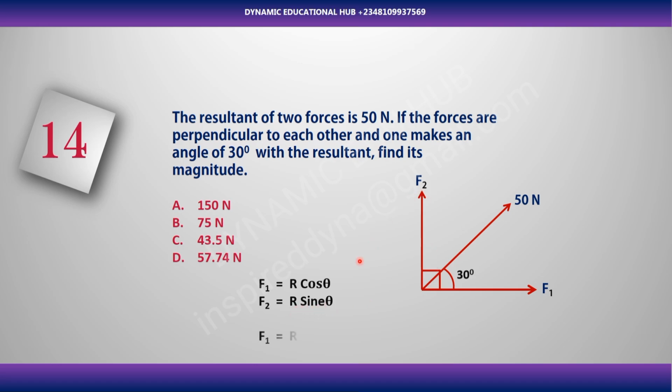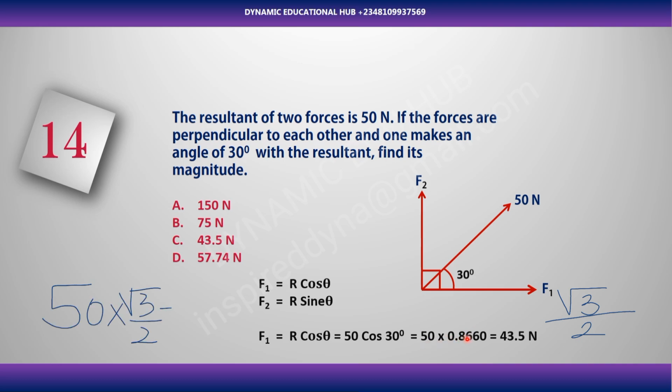So for F1, we have R cos theta, and our theta is 30 degrees. That will give you 50 cos 30 degrees, 50 times 0.8660. Now you should know the value of cos 30 degrees in short form. JAMB might not give you something like this. They can give you in short form. What is cos 30 degrees? That's root 3 over 2. Now 50 multiplied by root 3 over 2. 50 times 0.8660, and you have 43.5 Newton. So instead of 43.5 Newton, you can now have 25 root 3.